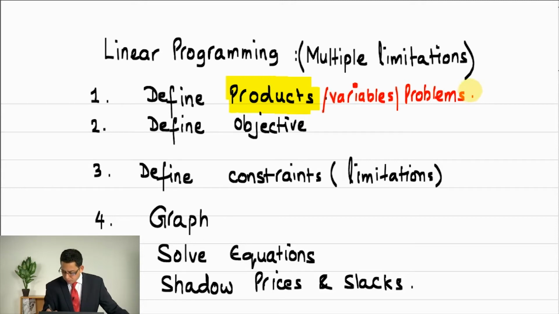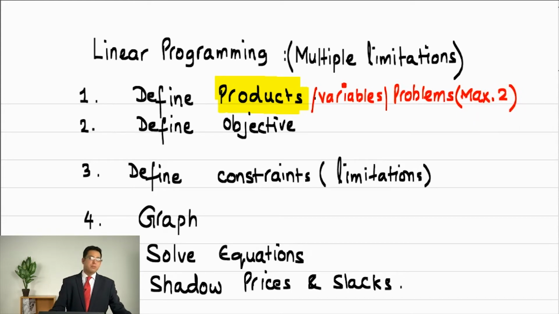maximum of 2 products. We will not be given more than 2 products because it cannot cope with more than 2 products. Okay, once we know our products, then second is define objective.